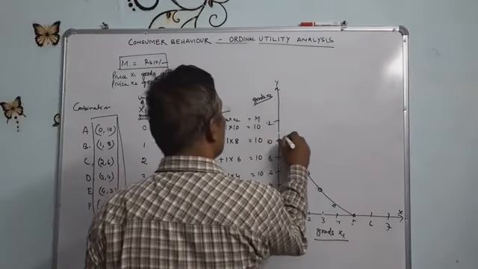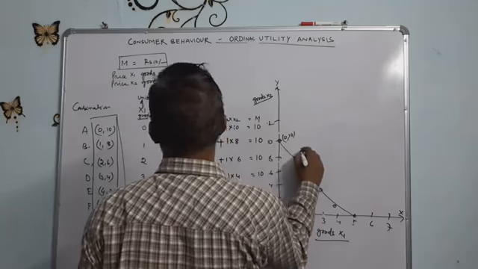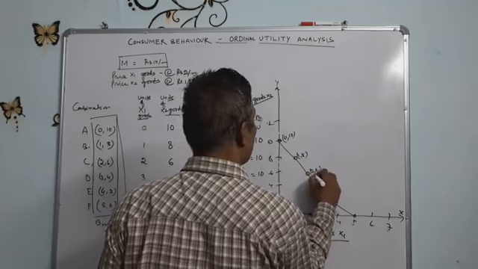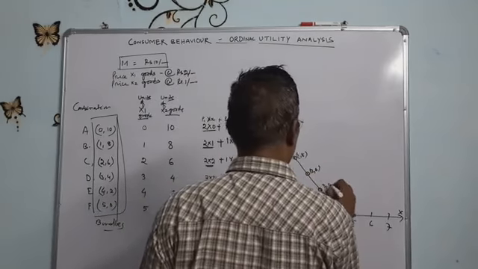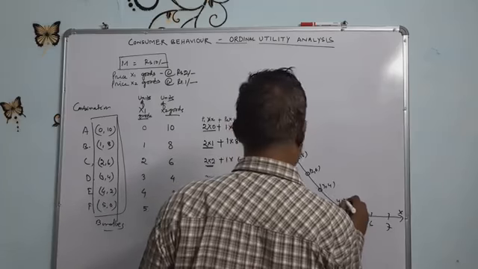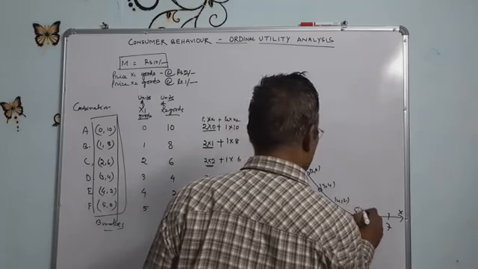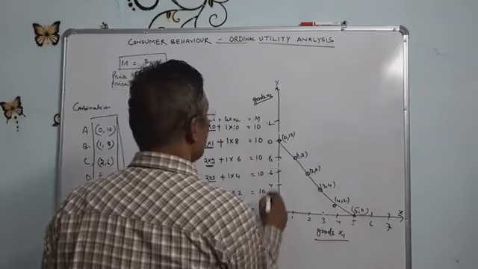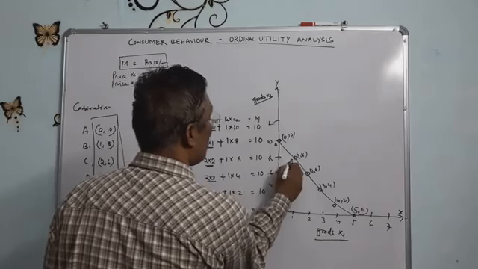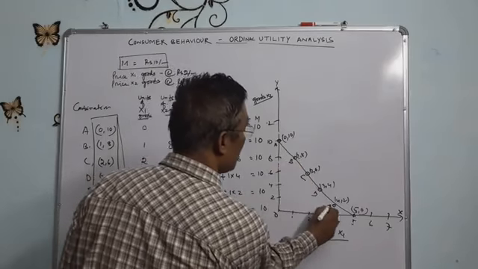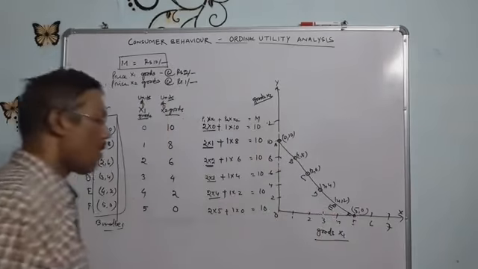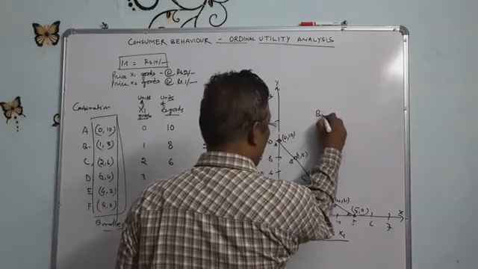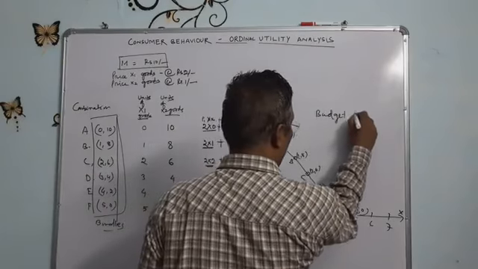This is the combination 0, 10. This is the combination 1, 8. This is the combination 2, 6. This is the combination 3, 4, and this is the combination 4, 2, and this is the combination 5, 0. So these are A, B, C, D, E, and F. This AF is known as the budget line.